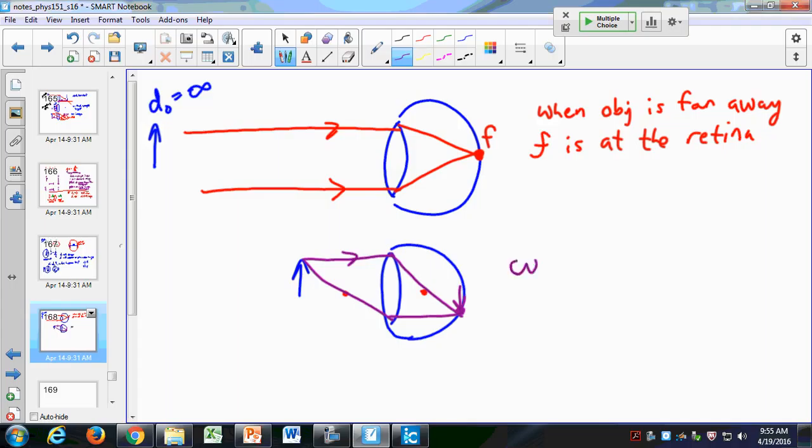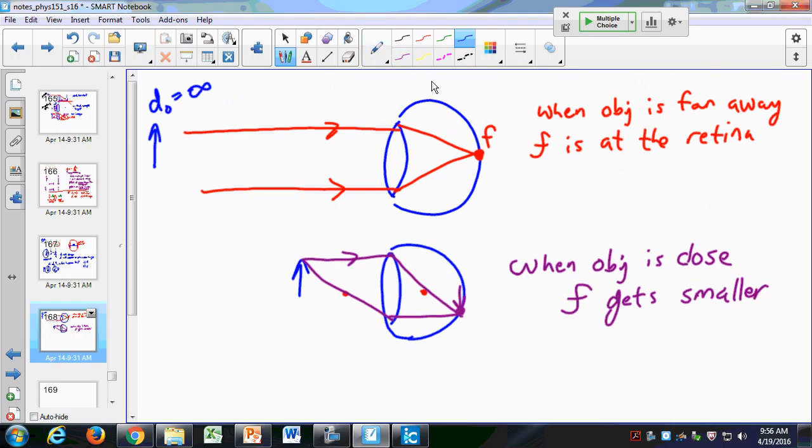So when the object is closer, the focal point gets smaller. So physically what's happening here is, in this case up top, I begin, I'm going to exaggerate this a little bit, with a lens that's really slender. And then down here, I have a lens that's really wide in the middle because my focal point is getting smaller when I come here.